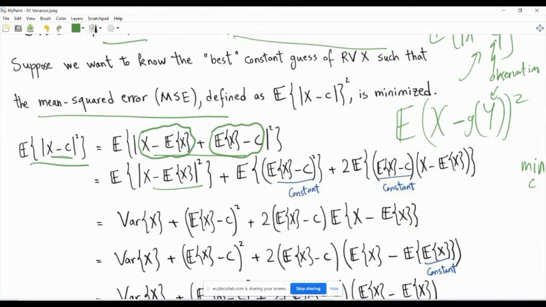Let's study each term on its own. So basically, the first term here is the variance of x. By definition, this will be the variance of x. Okay. Now, what about the second term? So the second term is the square of this guy. What is the expected value of x? It's just a number. Minus c. c is another constant. It's this constant that we are hunting for.